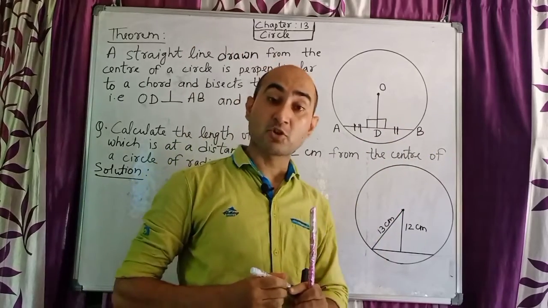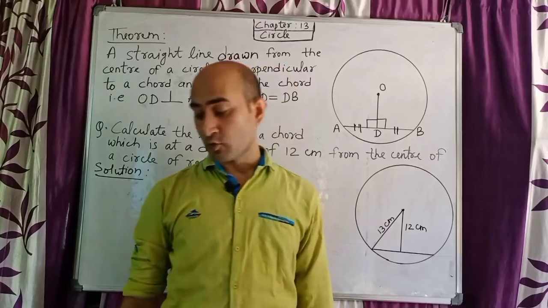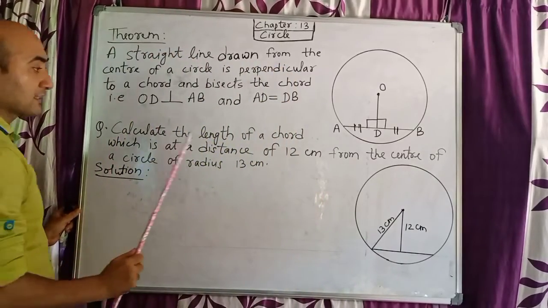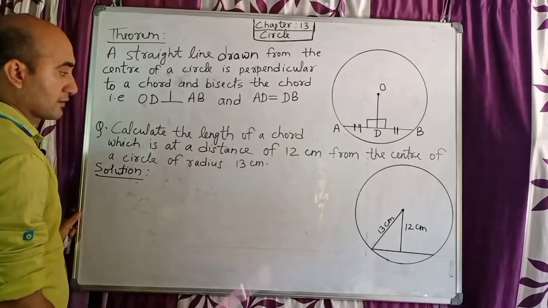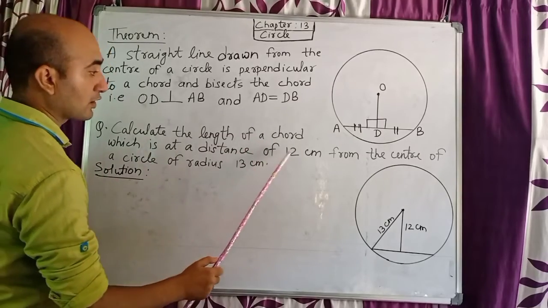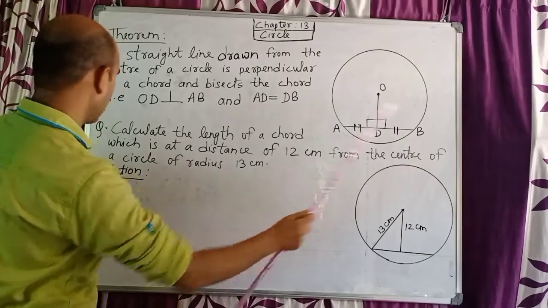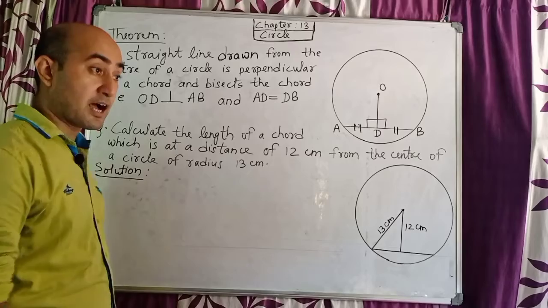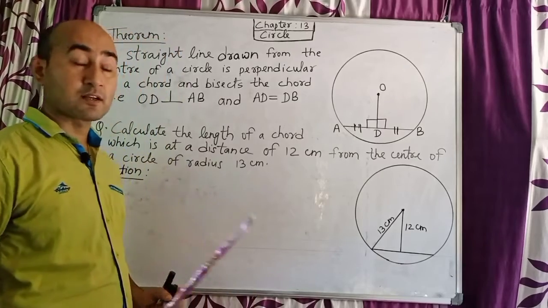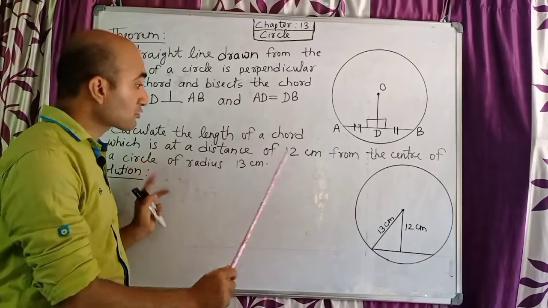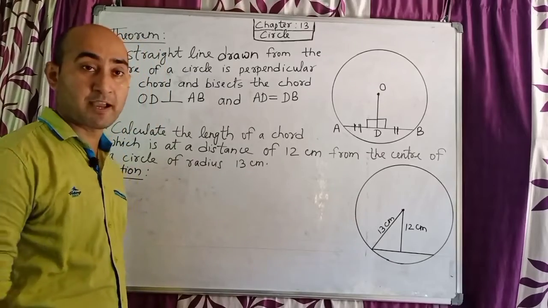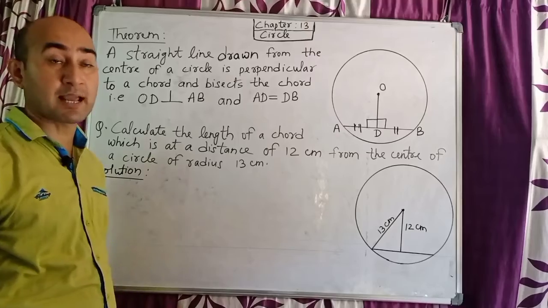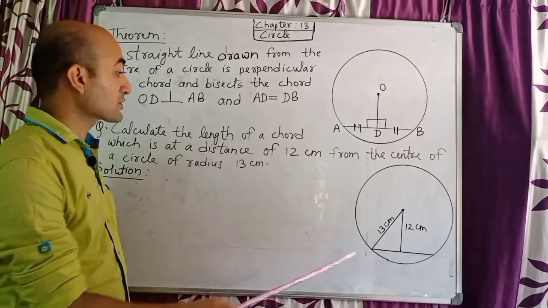Now based on this theorem I will do one question for you. I have a question here, children. Calculate the length of a chord which is at a distance of 12 centimeter from the center of a circle of radius 13 centimeter. Now this question doesn't have any diagram, so I read this question and made a diagram of my own. In the exam some questions will have a diagram and some questions will not, so you have to read the question and make a diagram.